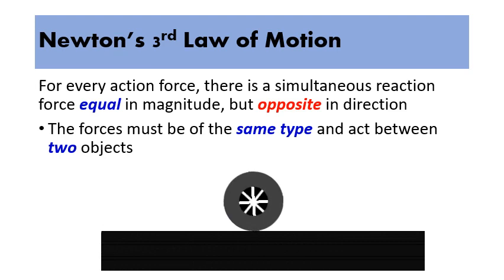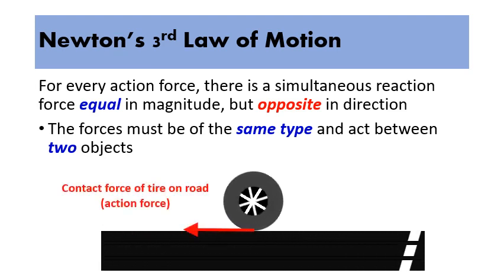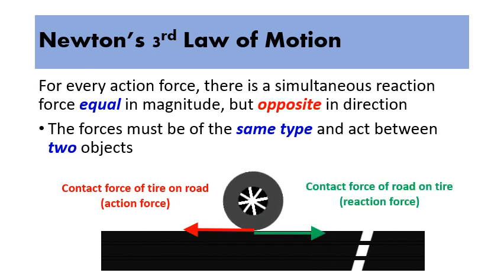For example, consider the tire of a car that is driving along a road. There is the contact force of the tire on the road, which is the action force, as well as the contact force of the road reacting back on the tire. So both forces are of the same type, i.e. contact forces, acting between two separate objects, namely the tire and the road.